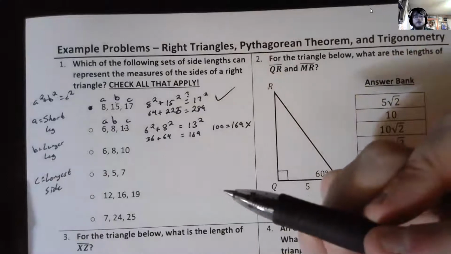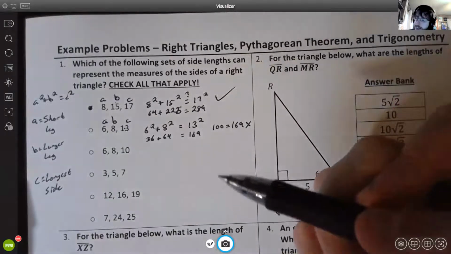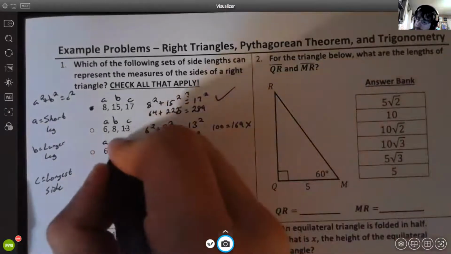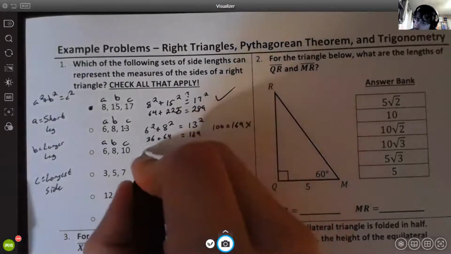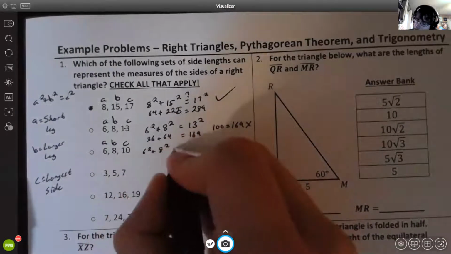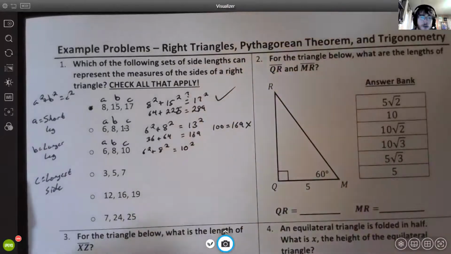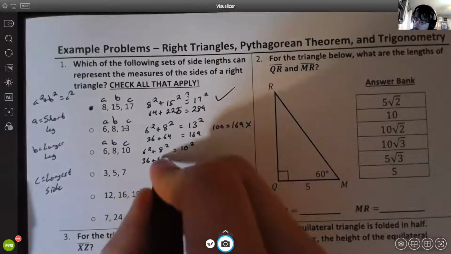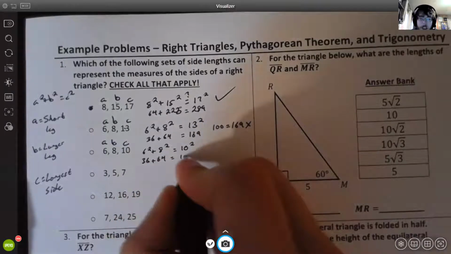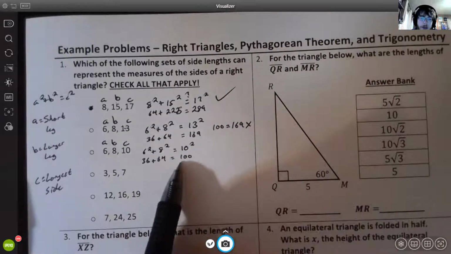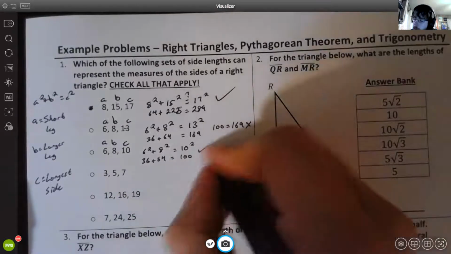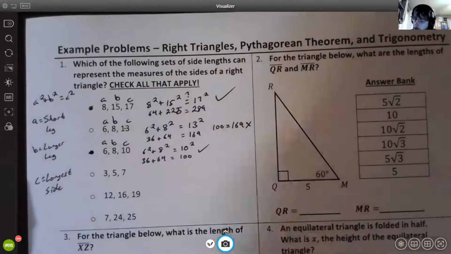All right, the next ones. 6, 8, and 10. C would be 10. A would be 6 and B would be 8. So in this case, we have 6 squared plus 8 squared, and we're going to see if that's equal to 10 squared. So 6 squared plus 8 squared would be 36 plus 64. And if we add 36 plus 64, is that equal to 100? Yes, we already found out that 36 plus 64 is 100. 100 equals 100, so this one checks out as well.